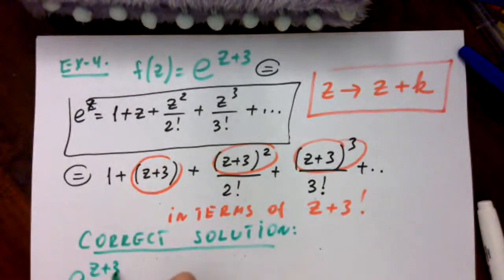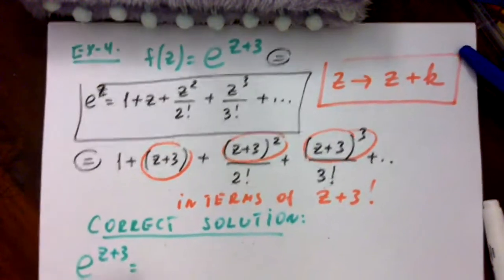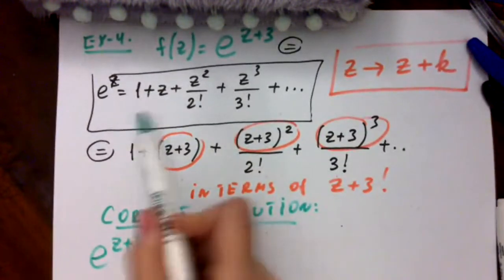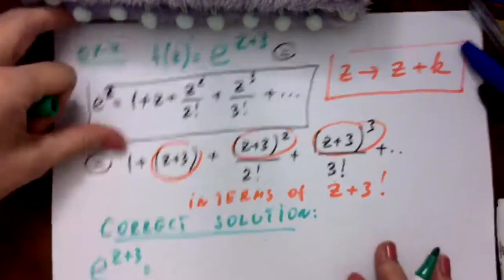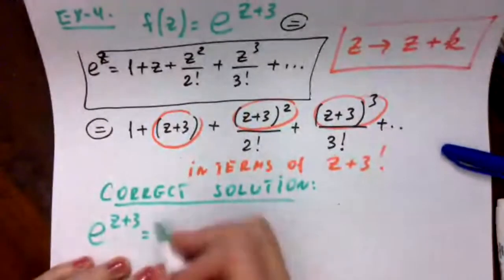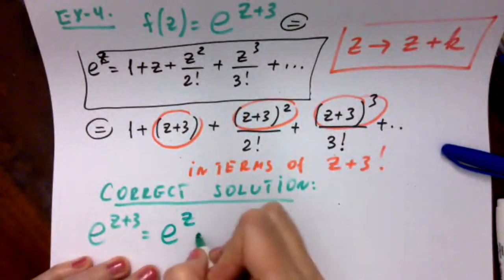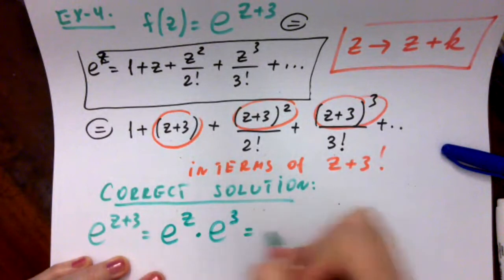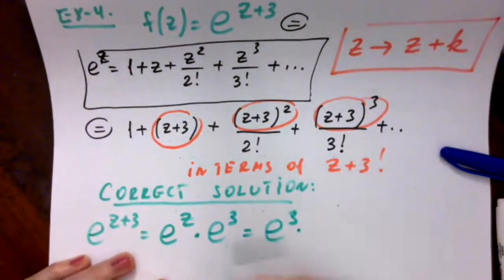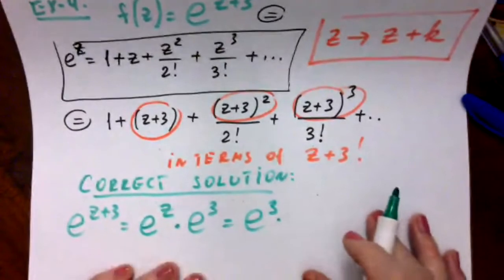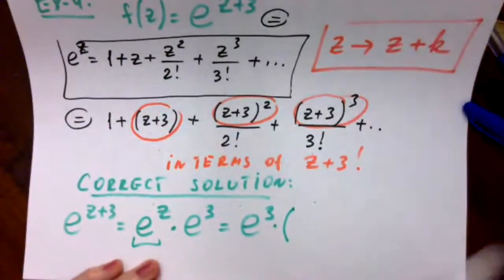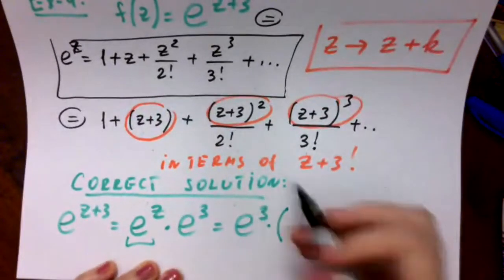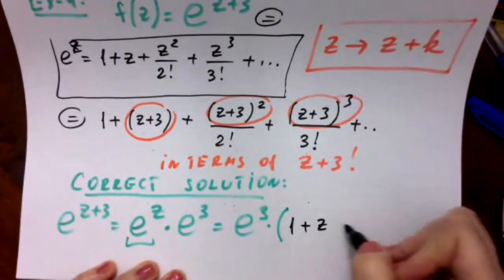Correct solution means that you need to prepare your function first. You need to process it somehow to prepare it for using this canonical expression. But there's nothing easier than this. You can use these very well-known properties of powers. You can write it as e to the power of z times e to the power of 3. And e to the power of 3 is better to put in front as a numeric coefficient. And instead of e to the power of z, you can just substitute this canonical expression.